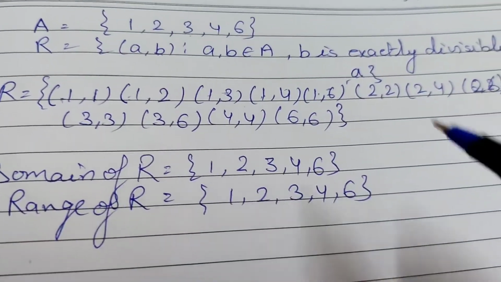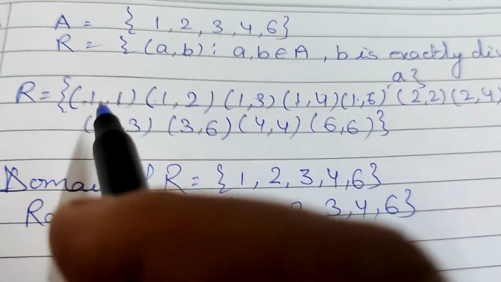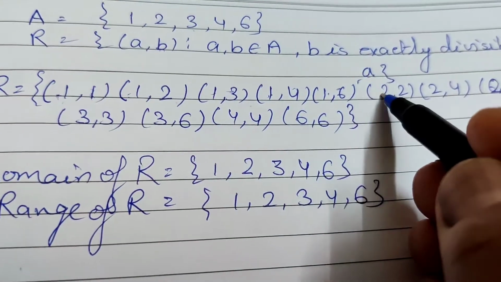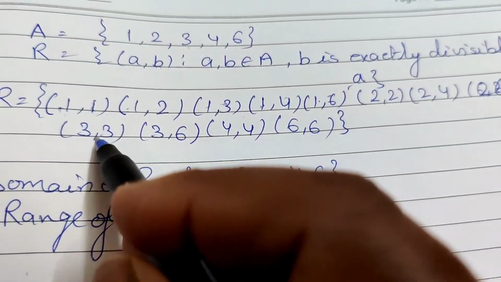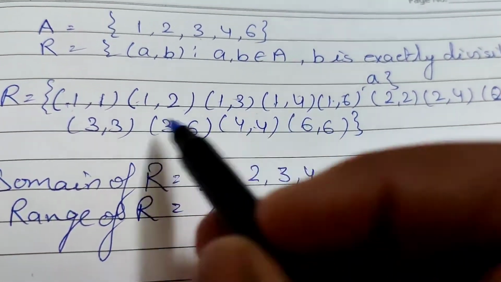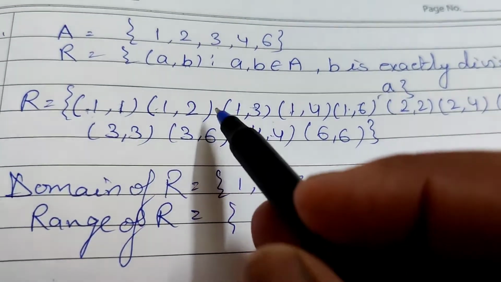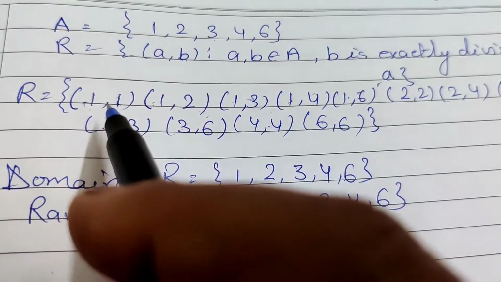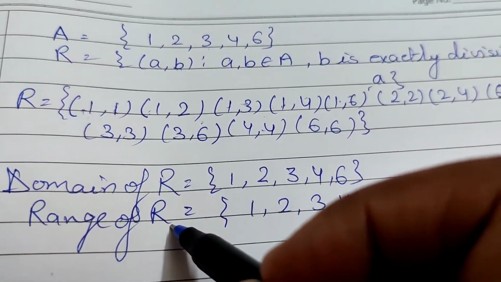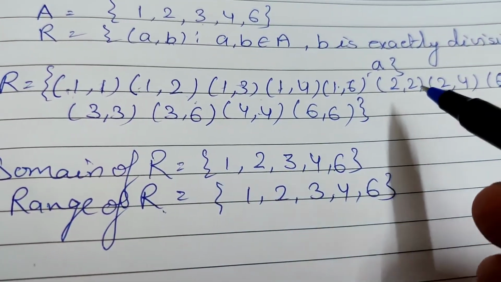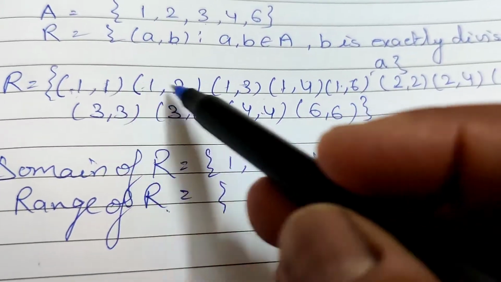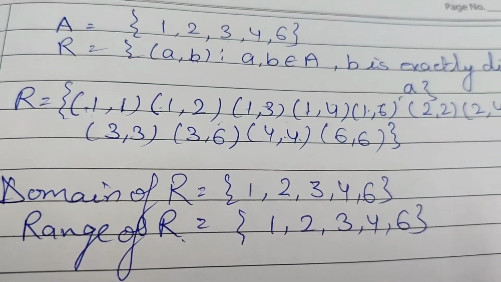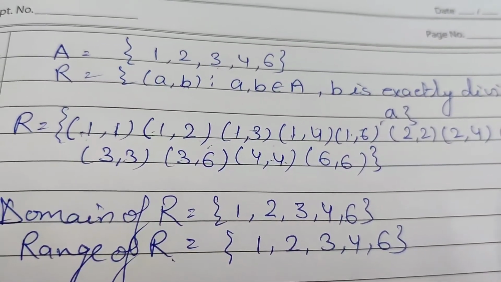Now the domain. The domain of the relation is the first number. First means 1, which is common, then 2, 3, 4, 6. All the first elements of the relation set form the domain. And the next, the range of R, is all the second elements of the relation set: 1, 2, 3, 4, 6. These are the range of the relation set.